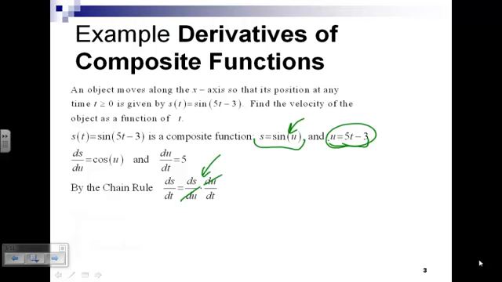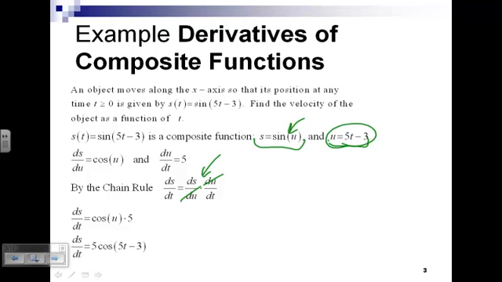So the derivative ds dt is cosine of u, cosine, leave the inside the same, times 5, and then to finish it off, 5 cosine 5t minus 3. Replace the u with what u is equal to, 5t minus 3.